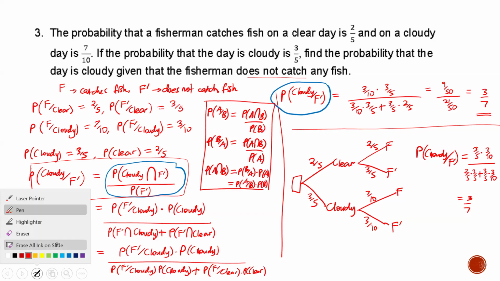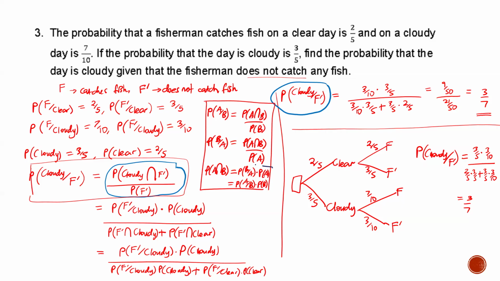And you realize that this expression of the intersection is what we're using here. It's also what we're using here. Wherever there's an intersection, we've replaced it with a conditional probability times the probability of the condition.